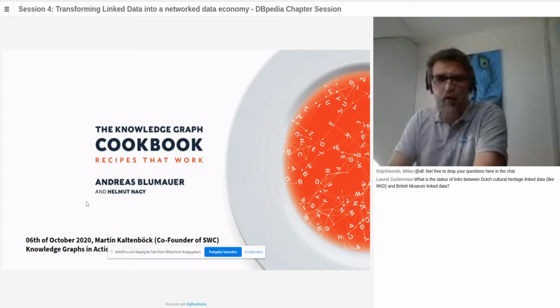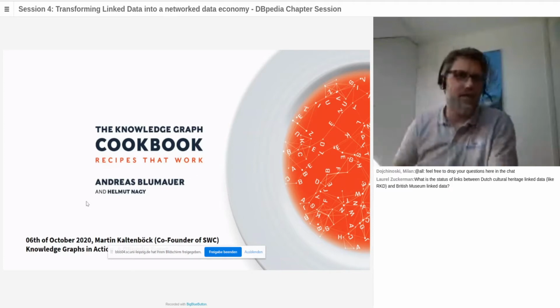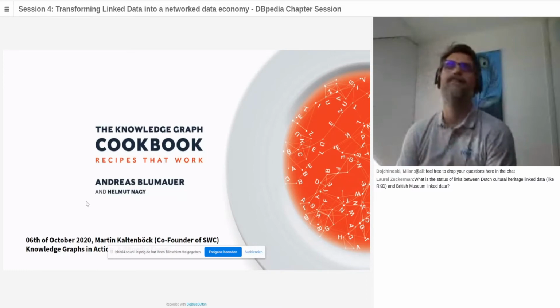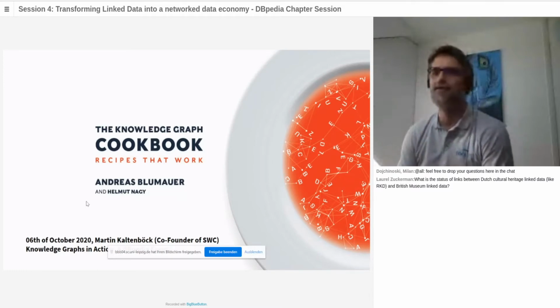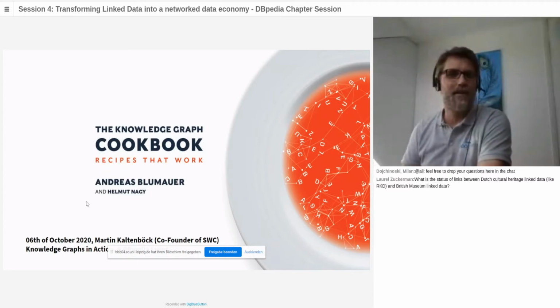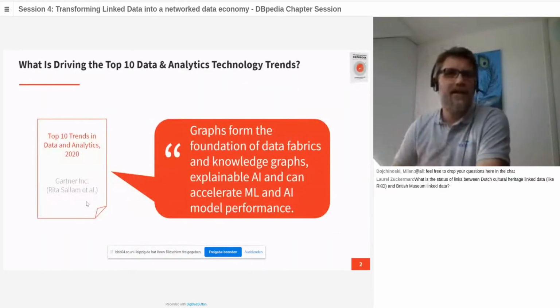And as this format is about enterprise knowledge graphs or knowledge graphs in action, I thought it's also a good approach to give you a little bit of a presentation on a publication that helps you how to build such knowledge graphs. So two colleagues of mine, Andreas and Helmut, you see the names here, they have been writing a book. It's called the Knowledge Graph Cookbook, Recipes That Work, and it gives you a good insight how to cook knowledge graphs. And I think as everybody wants to do this or is already doing it, it's maybe a nice thing to read. So a little bit of details about that.